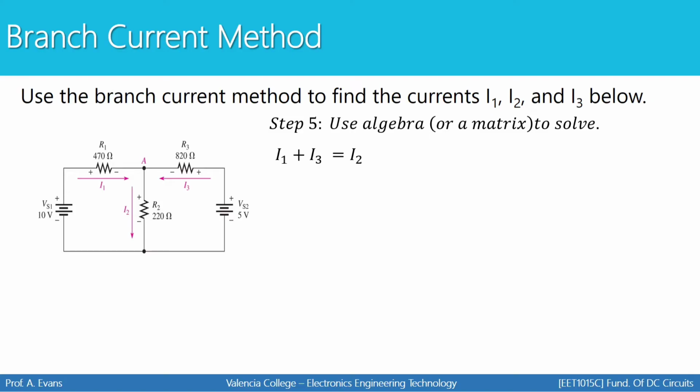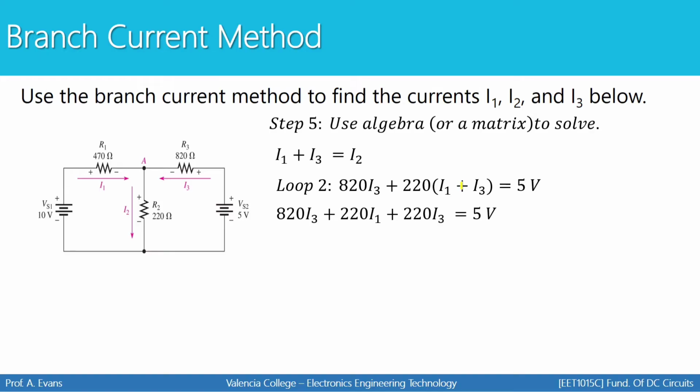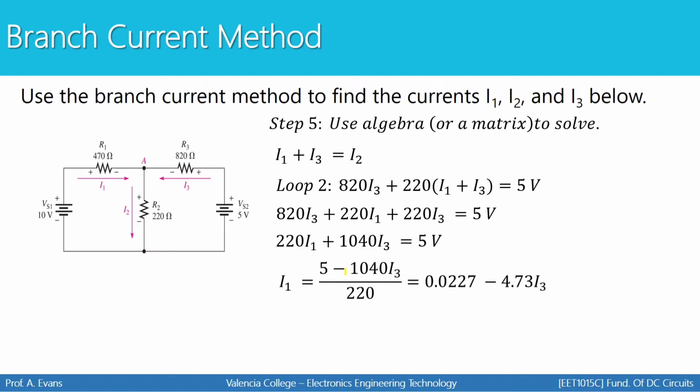Here's one of my equations. I'm going to take I2 and replace I2 with I1 plus I3 in my loop 2 equation. So right here, I've made a replacement. And then I'm going to distribute that 220 to both terms. And I'm going to simplify that equation. From here, you can pick a variable to solve for. Solve for I1 or solve for I3. I decided to solve for I1.